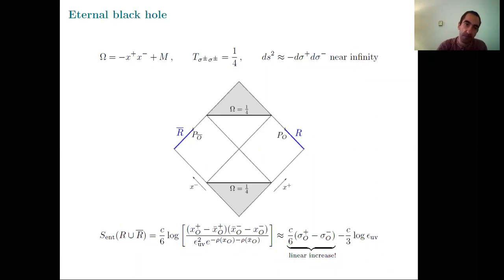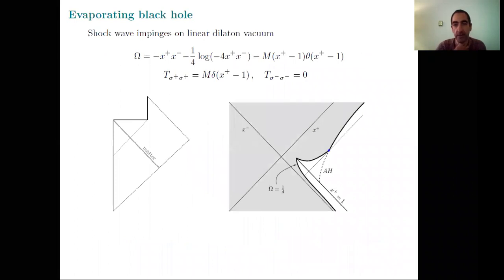That's one solution. There's another solution which is even more interesting because you can write it down exactly. It's the evaporating black hole. You can produce it by sending a shock wave into the linear dilaton vacuum. Here's the usual Penrose diagram we're used to, but it's a little more helpful in this case to draw this diagram where I've drawn the linear dilaton vacuum before the shock wave. The shock wave is made of the CFT fields.